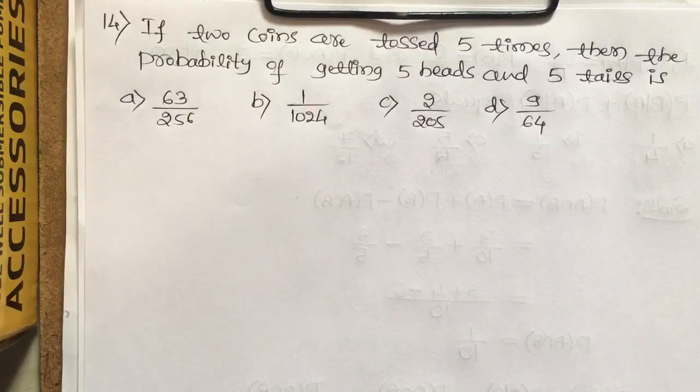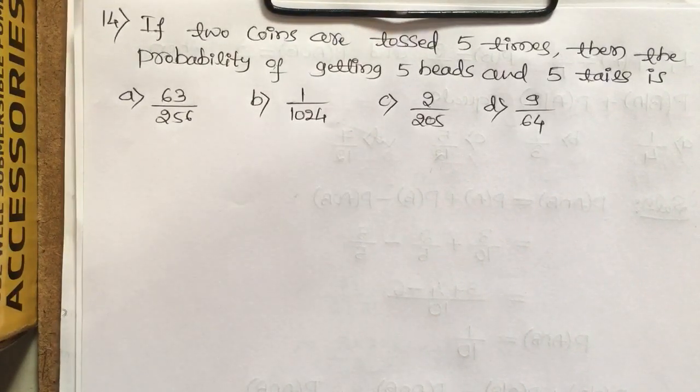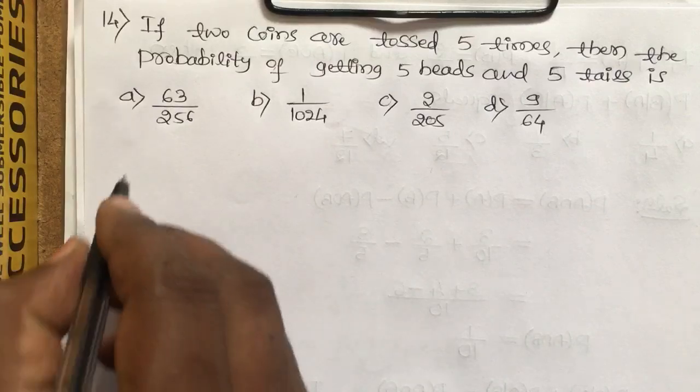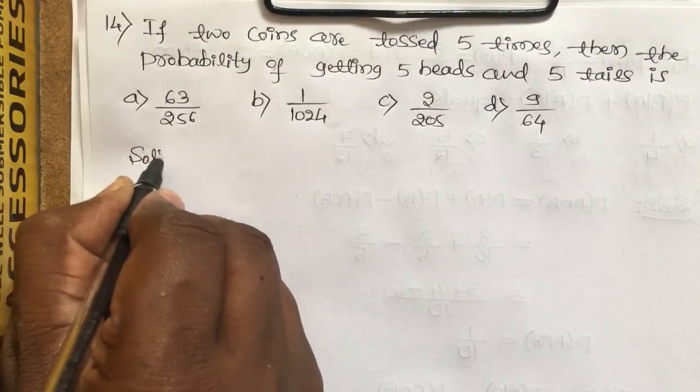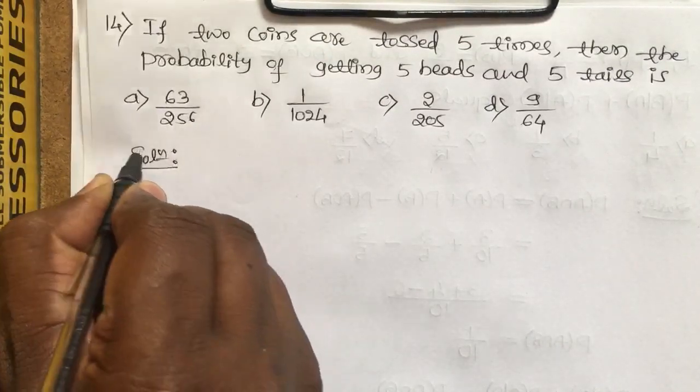Well, the next question is the 14th one. If 2 coins are tossed 5 times, then the probability of getting 5 heads and 5 tails is: option A, 63 by 256; option B, 1 divided by 1024; option C, 2 divided by 205; option D, 9 by 64. Let us solve this. This is a binomial distribution.